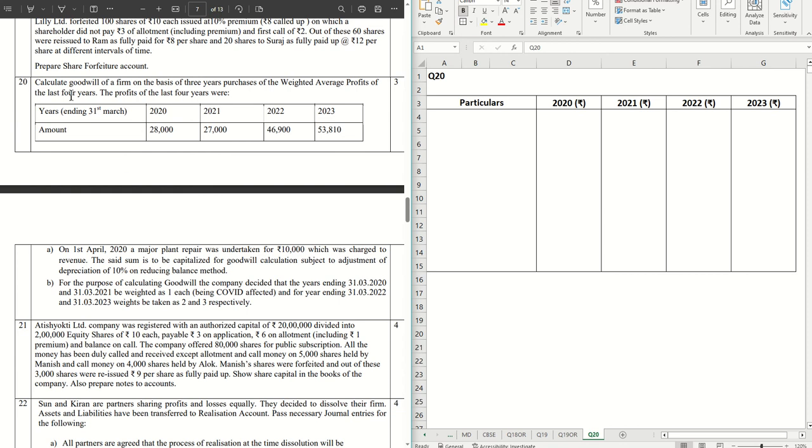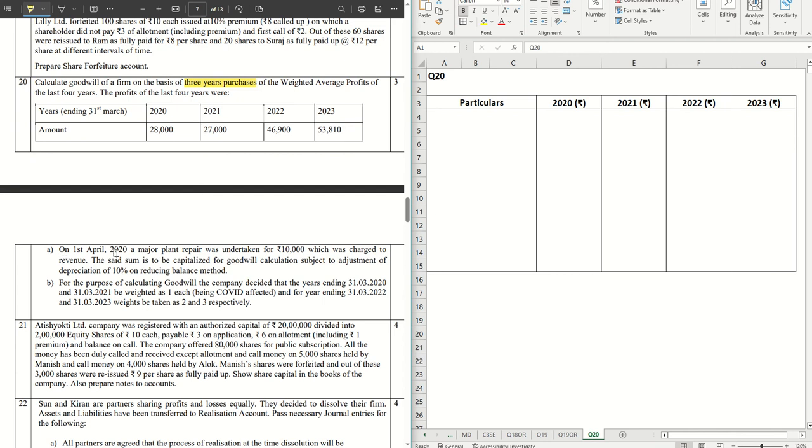Question number 20. Calculate goodwill of a firm on the basis of 3 years purchase of the weighted average profits. So 3 years purchase is to be noted. That's important. That's required in our calculation further down of the weighted average profits for the last 4 years. The profits are for 4 years and the number of years of purchase is 3. Again, I've seen some students getting confused here between this. So don't be confused. The profits for the last 4 years are given here.